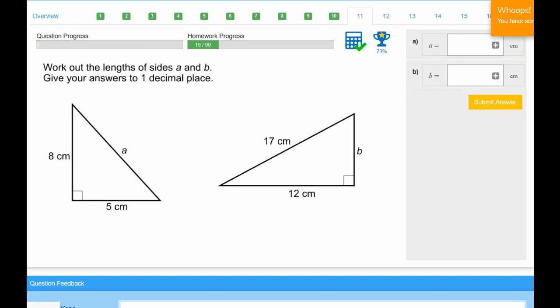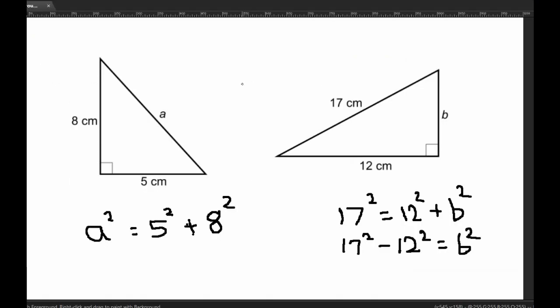Right, 2 more numeracy questions left. We're going to use Pythagoras. So the idea of Pythagoras is that the square of the biggest side is equal to the sum of the squares of the 2 smaller sides. Let's just sketch this out, shall we? So you'll see here I've written out the equations using Pythagoras. So the left-hand side being hypotenuse is going to be a squared is 5 squared plus 8 squared.